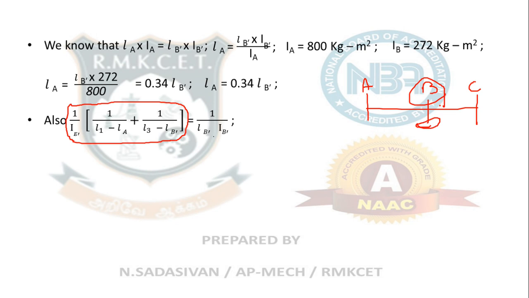Instead of 1 by LB IB, you will write 1 by IB into 1 by L1 minus LA plus 1 by L3 minus LB. But here E is in the middle, so the same format of formula is applied to E. So 1 by IE dash into 1 by L1 minus LA plus 1 by L3 minus LB dash. L3 is your equivalent shaft extra length after the first portion of the shaft.